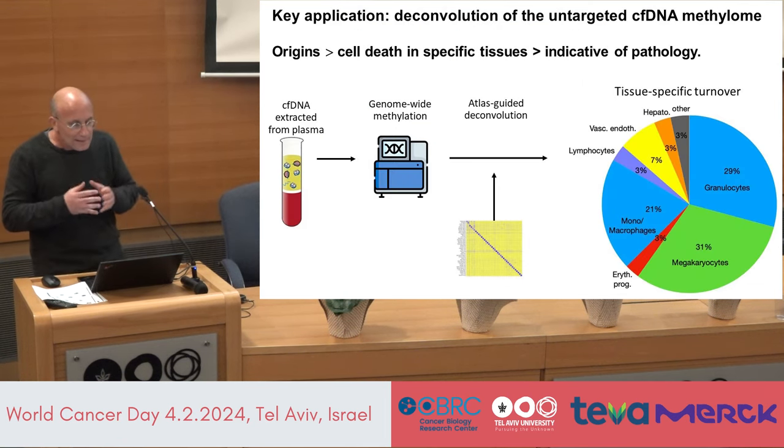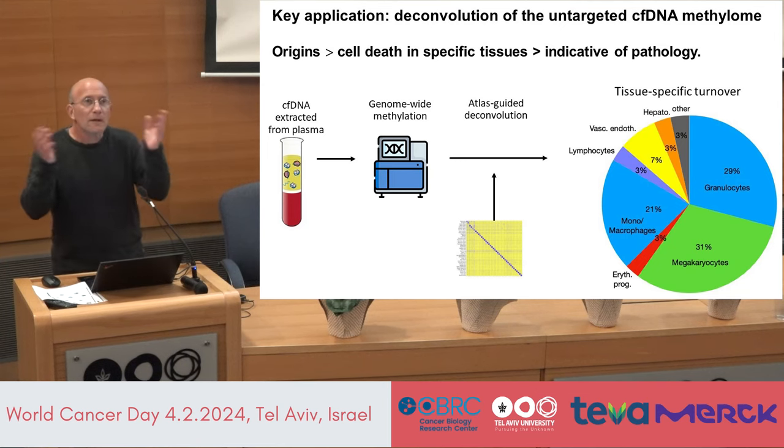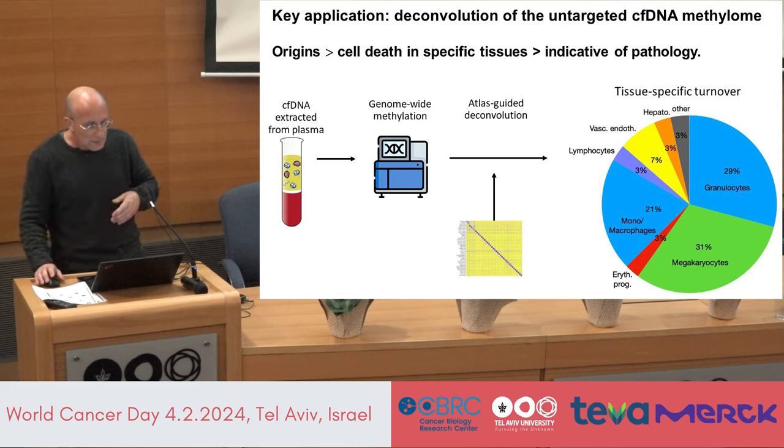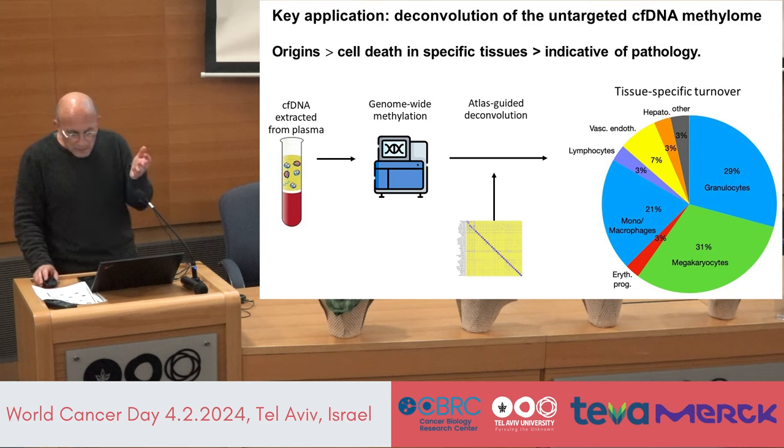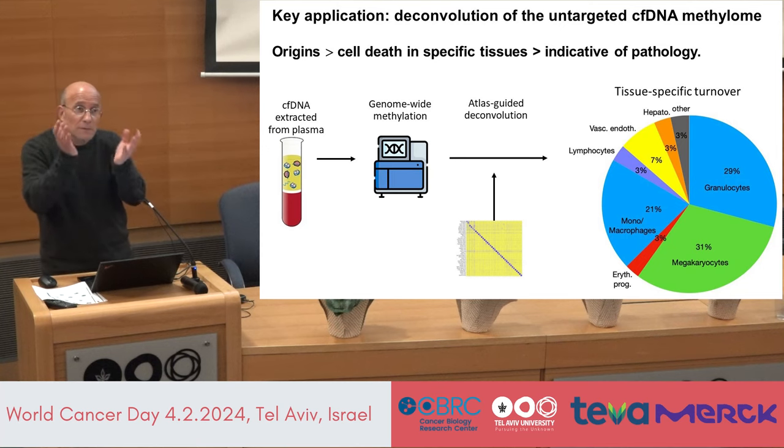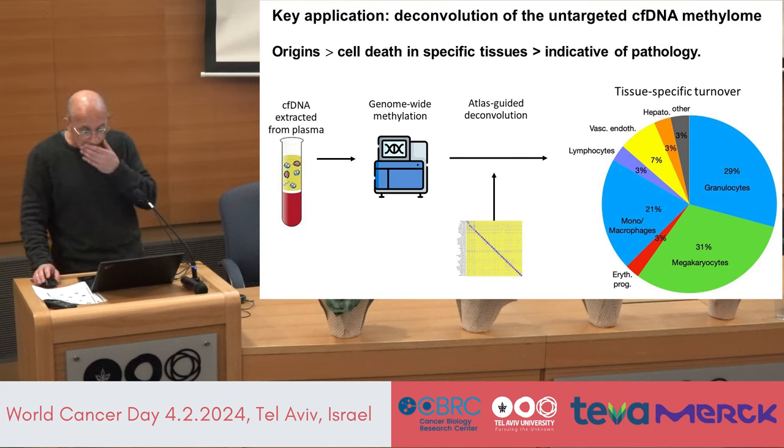So what do we do with that atlas? The key application really is to deconvolve the untargeted cell-free DNA methylome. So you obtain plasma, extract cell-free DNA from plasma, subject that to whole genome methylation sequencing, and you interpret that using the atlas to obtain a pie chart like that. So this is the normal. It used to be my own, but now it's the average of many people. About 30% of our cell-free DNA normally comes from neutrophils.